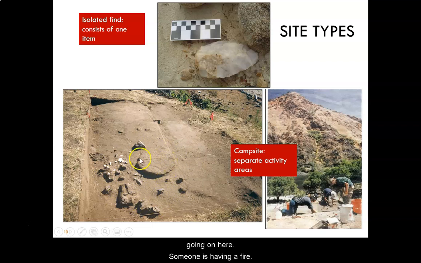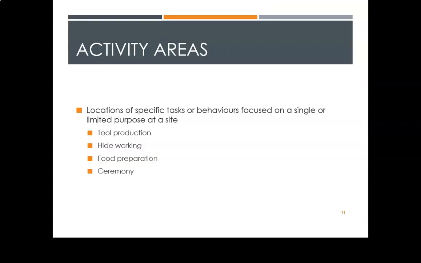Someone is having a fire. They were using this fire to cook shell that had been collected down from the river below for their lunch. And then we have stone tools that were also being produced, likely used to help process the shell or extract the shellfish. And then these are mussel shells, and then to make some stone tools likely used in a hunt in subsequent days. So when we talk about activity areas, we're just talking about locations of specific tasks or behaviors, usually focused on a single or limited purpose at a site. So again, stone tool production or pot production, hide working, food preparation, or areas of ceremony.